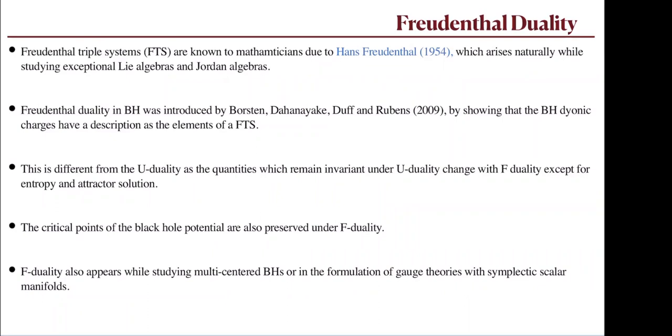People have tried to get a continuous transformation of Freudenthal duality. One of our goals is also that. Haven't been very successful, I would say. And this Freudenthal duality also has some other connections with multicentered black holes as well. There also you can see the same symmetry. So it's a very robust symmetry, at least in the way people have seen it in supersymmetric extremal black holes, okay?